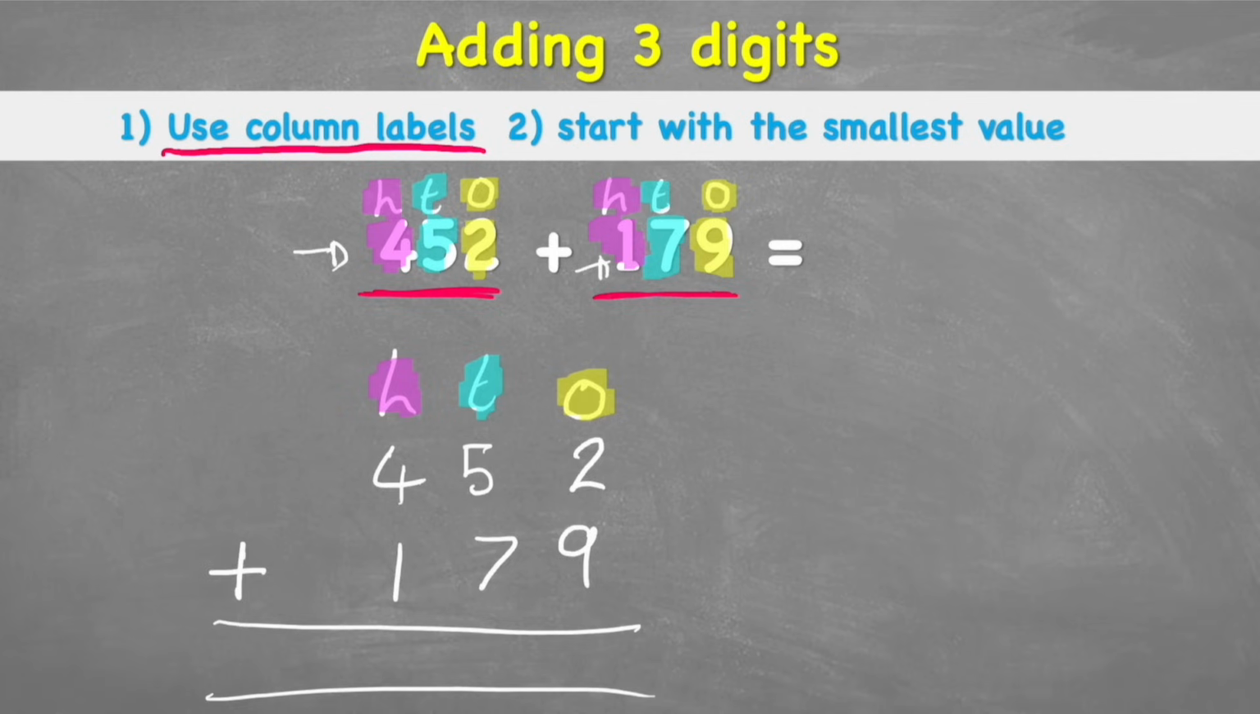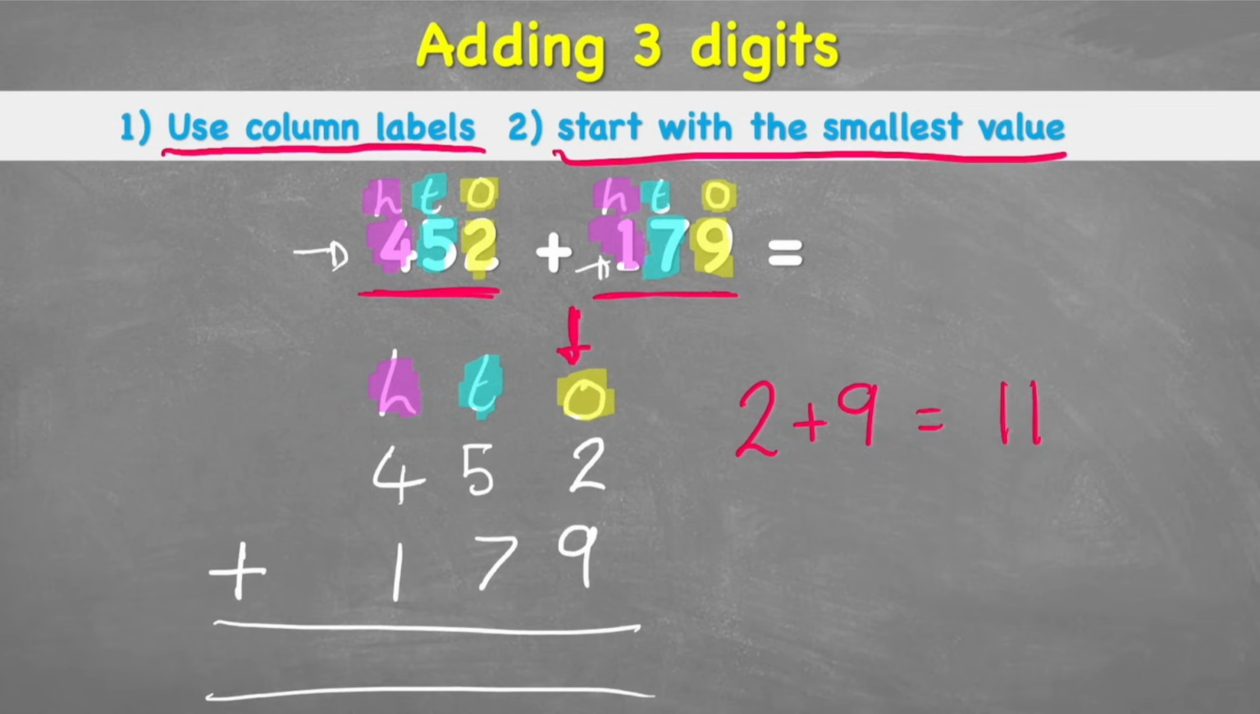And then my second tip said, start with the smallest value. And the smallest value is, of course, the ones. So my question reads 2 plus 9. And 2 plus 9, we know, is 11. But what's happening here?